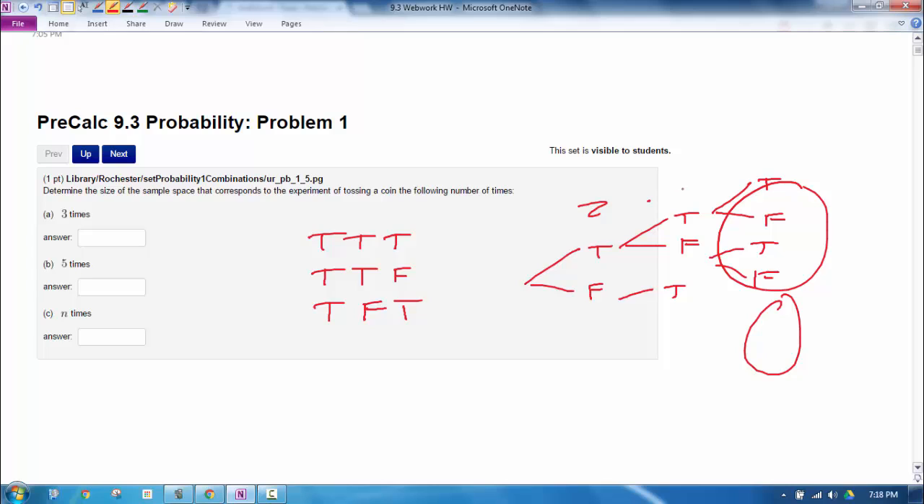Or you can just multiply the branches. You have 2 possibilities. So you have true or false for the first toss times true or false for the second toss, and then 2 for the third as well. So it's 2 times 2 times 2, which is 8, or 2 to the third. So for 5, it'd be the same thing. It'd be 2 to the fifth, which is 32. And you can follow that pattern. It'd be 2 to the n for the last one.